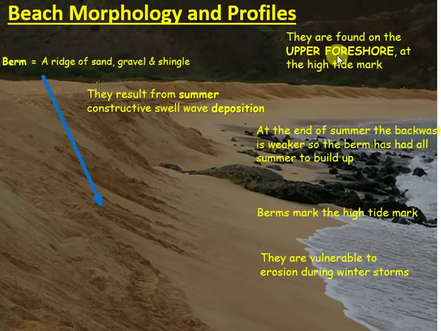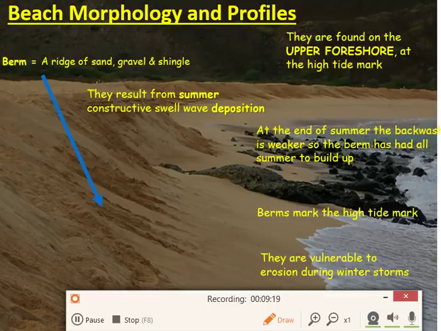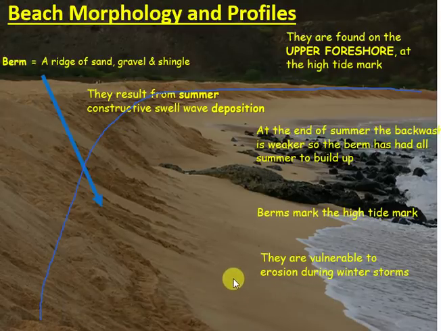Where are they found in the littoral zone? Well, the upper foreshore, at the high tide mark. The tide comes in and out twice a day, so this is going to be evidence of where the high tide mark is. They tend to be largest at the end of summer because it's had all summer to build up. Berms mark the high tide mark, however they are vulnerable to erosion during winter storms. So give me a little sketch of that with these labels.